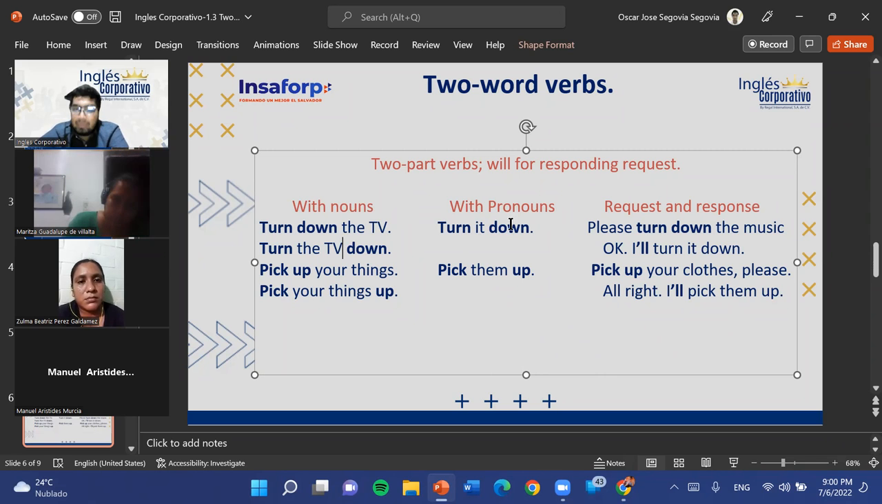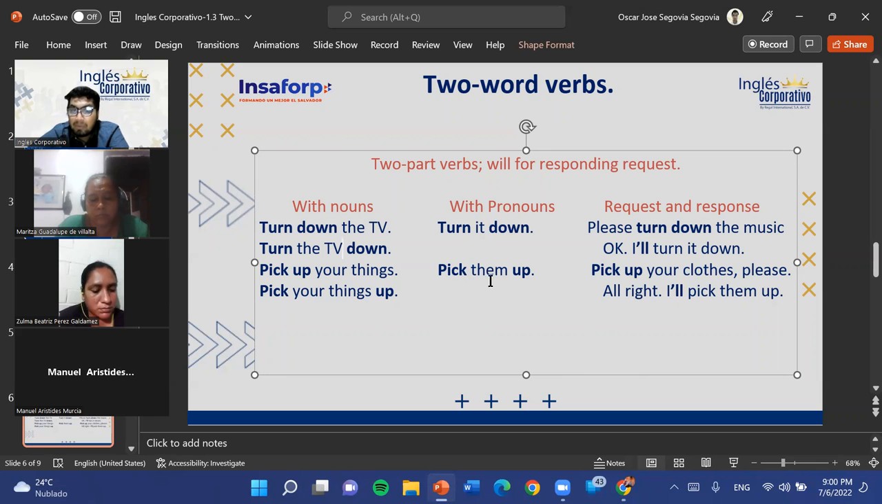Porque sí, también se puede utilizar cuando alguien está siendo molesto conmigo. You can say, hey, turn it down. O sea, como, ya bájale, sí, ya para de hacer eso. So, yeah, turn it down. Pick them up, the same. Pick them up. If you receive only this phrase, pick them up, that means that the person who is telling you this wants you to do it as soon as possible. They want you to do it right away because they're giving you an order, like a straight order.